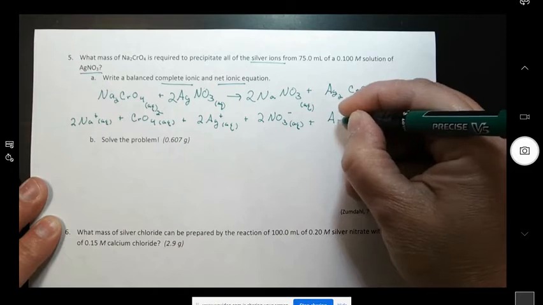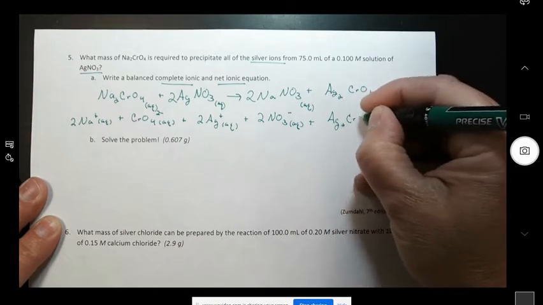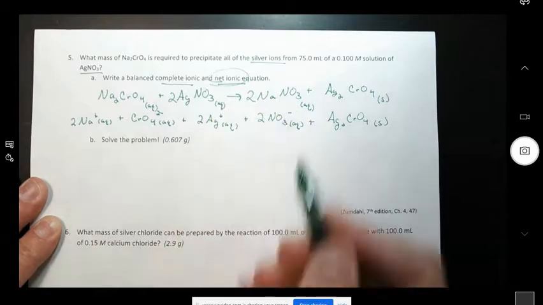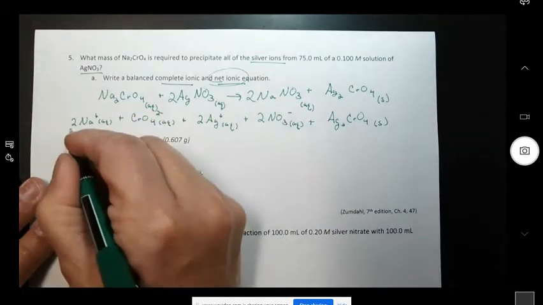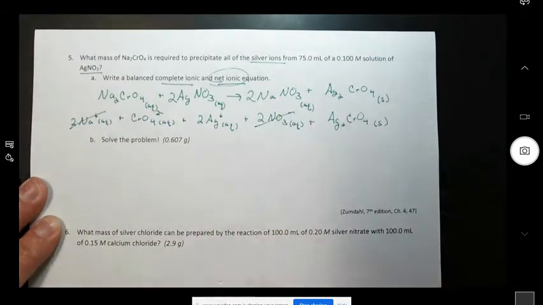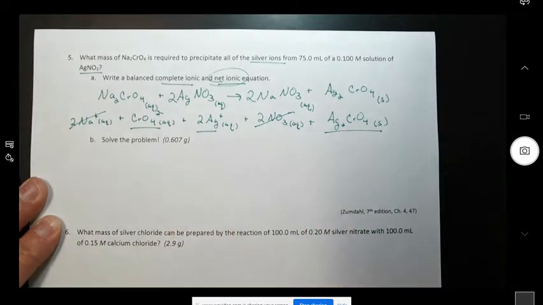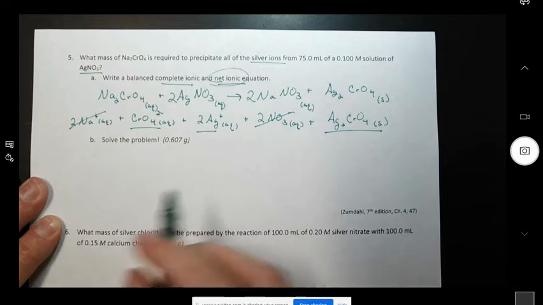And then my solid, Ag2CrO4, solid. So my net ionic equation is just minus the Na+ and the NO3−. So it's my chromate and my silver forming my silver chromate. So now we're going to solve the problem.